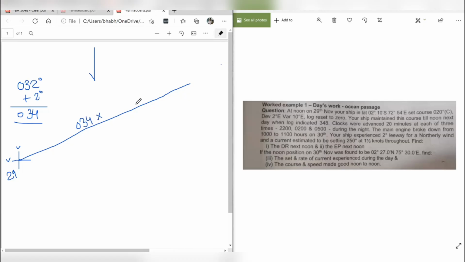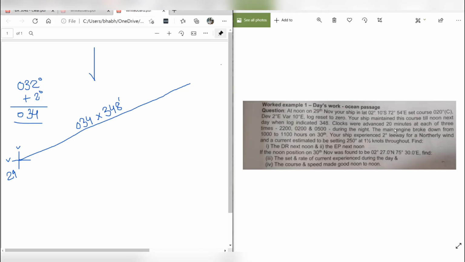and the log reading is 348. So it was set to 0 previous day noon. Next day noon, the reading is 348. So the vessel has covered 348 mile engine distance. Okay.